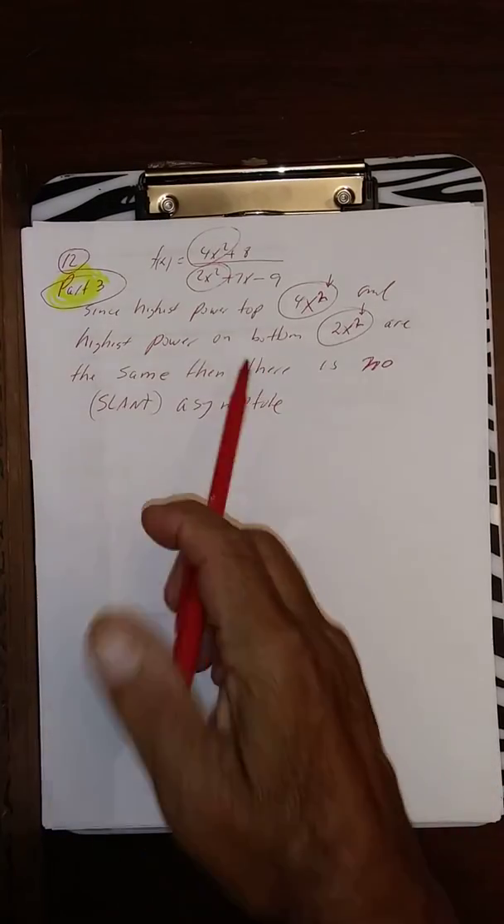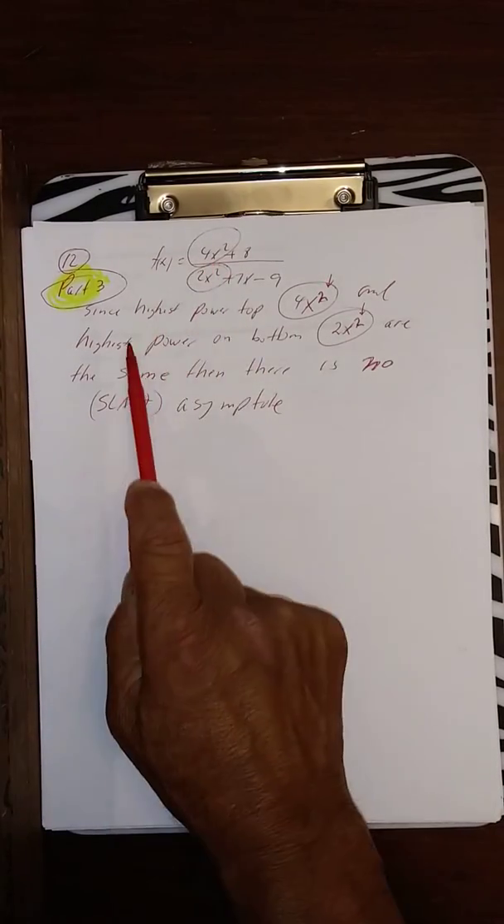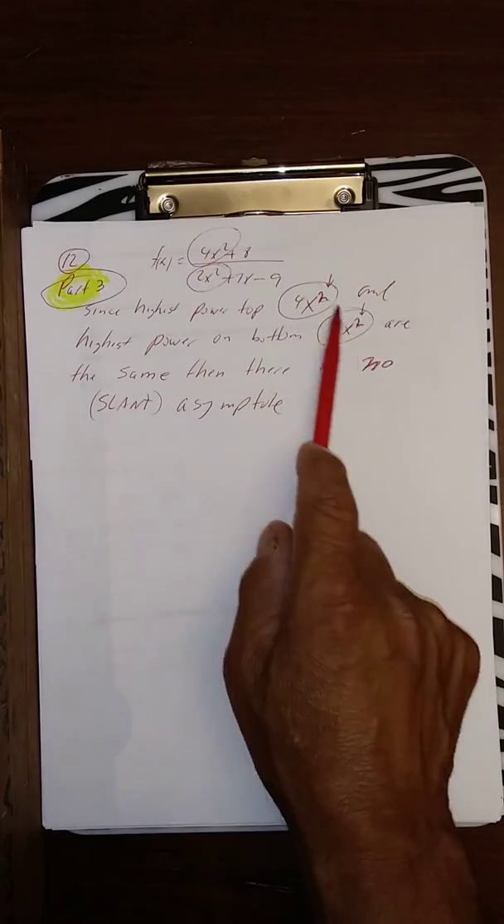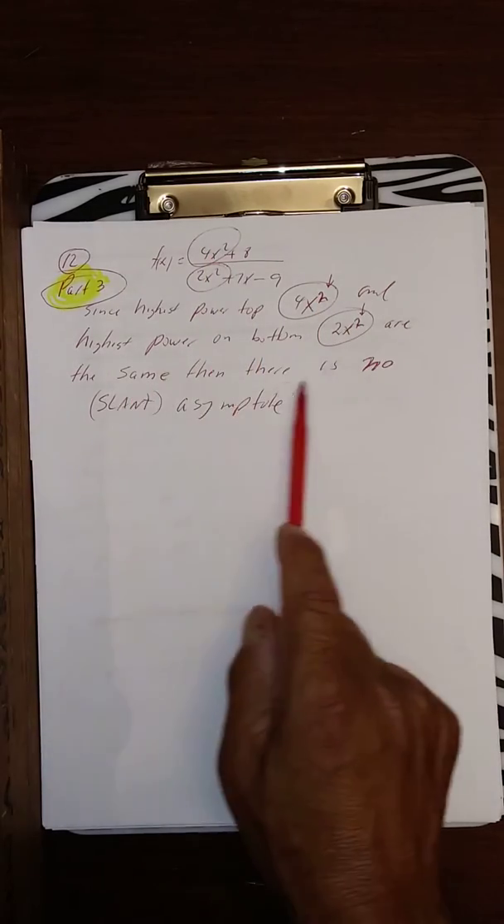Now, since the highest power on top is 4x squared and the bottom is 2x squared, they're the same power. That means that there's no slant asymptote because the powers are the same.